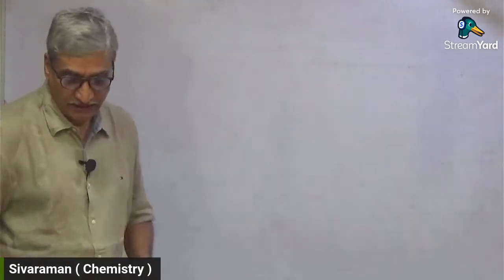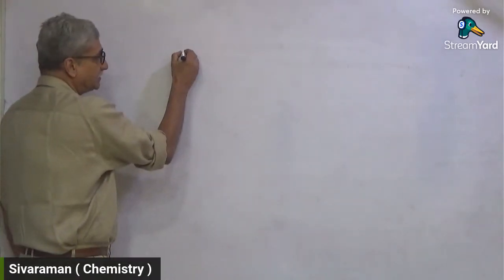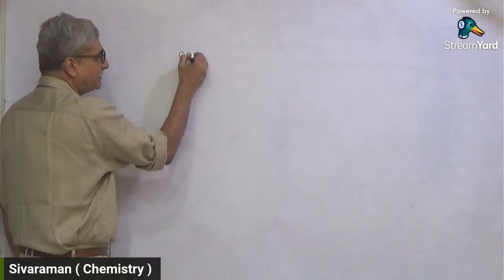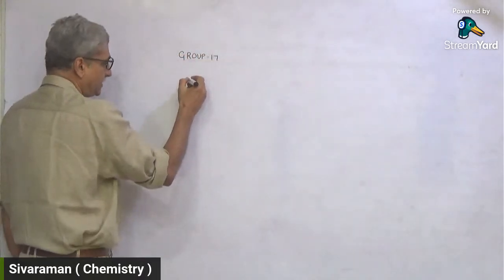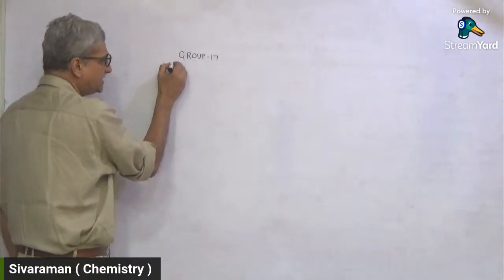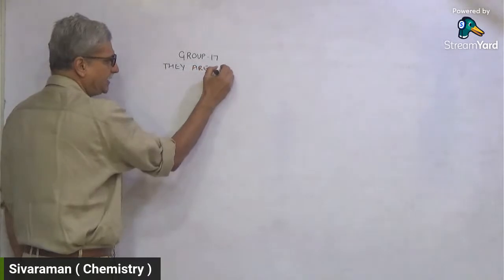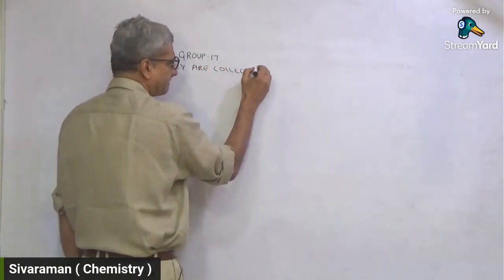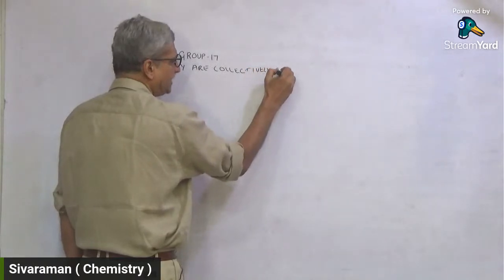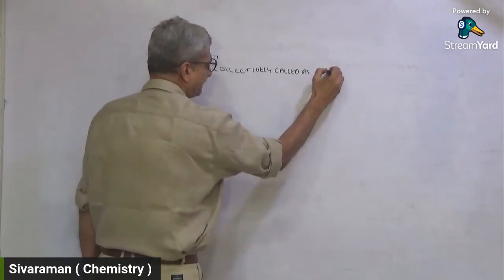Okay, we start with group 17 today. Now, what happened? The first point is group 17 elements are collectively called halogens.